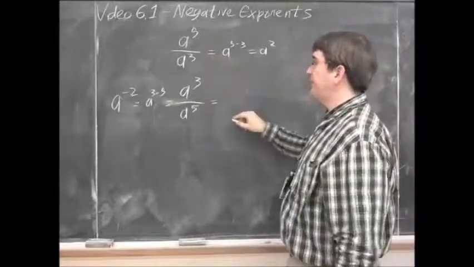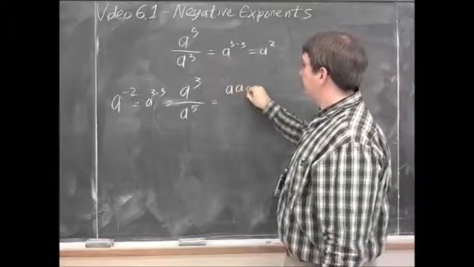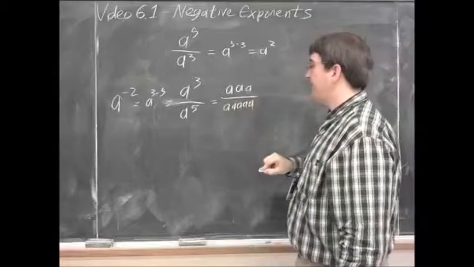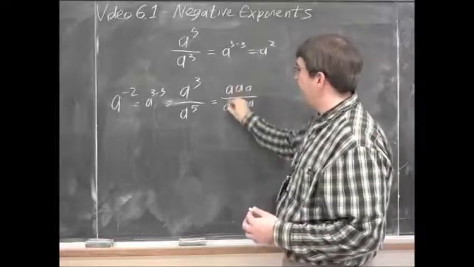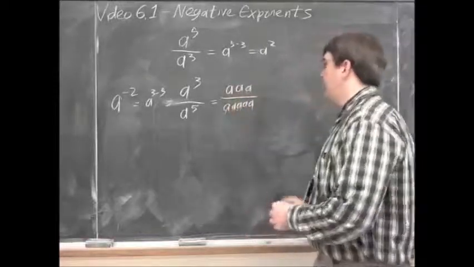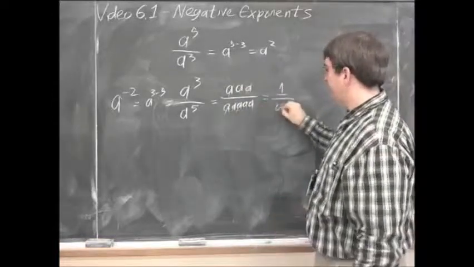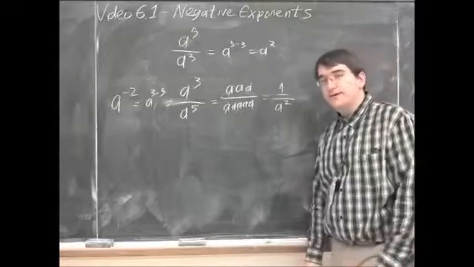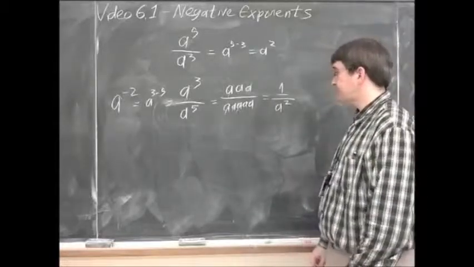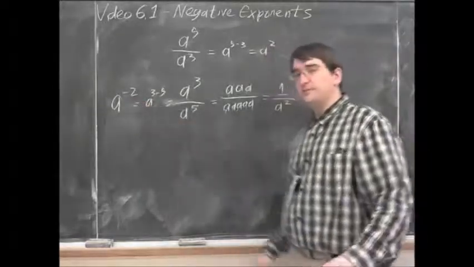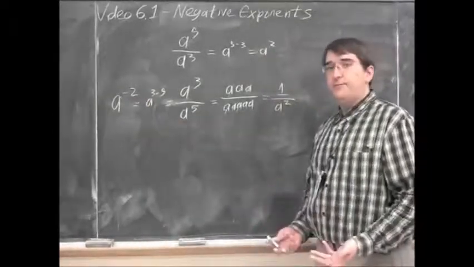But if we do the canceling, we get 3 a's on top, 5 a's on the bottom, and then they cancel. I have a 1 left over on top, and then 2 a's left on the bottom, so I'll rewrite that as a squared. And so this gives me a new definition. When I have a negative exponent, I flip the base.